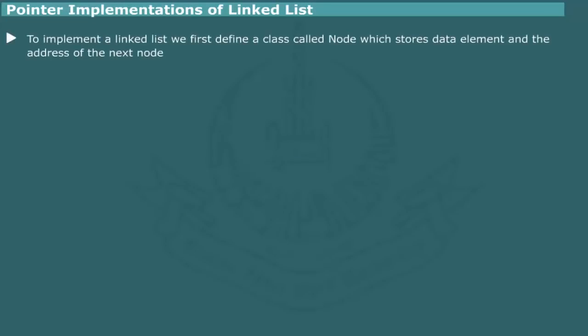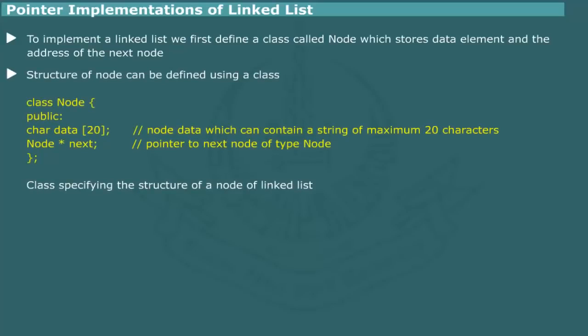In pointer implementation, we define an object called node, which stores the data elements and the physical address of the next element. In C++, the structure of node can be defined using a class. The figure shows a typical class named node. Observe that the object represented by the class consists of two components. The first field is meant to hold a character string of up to 20 characters. The actual type and size can vary with application.